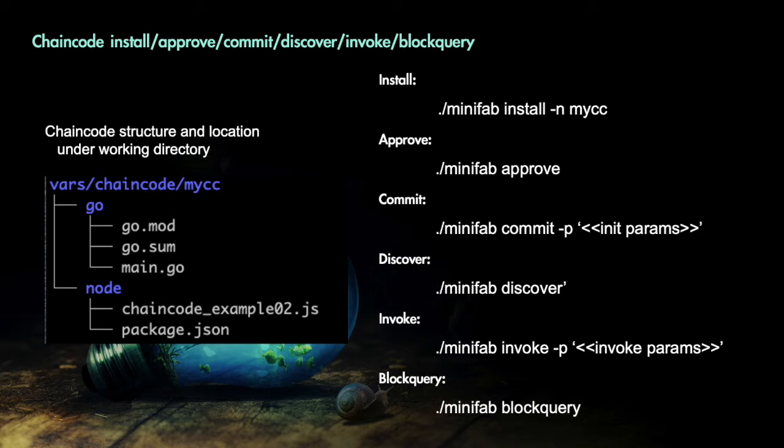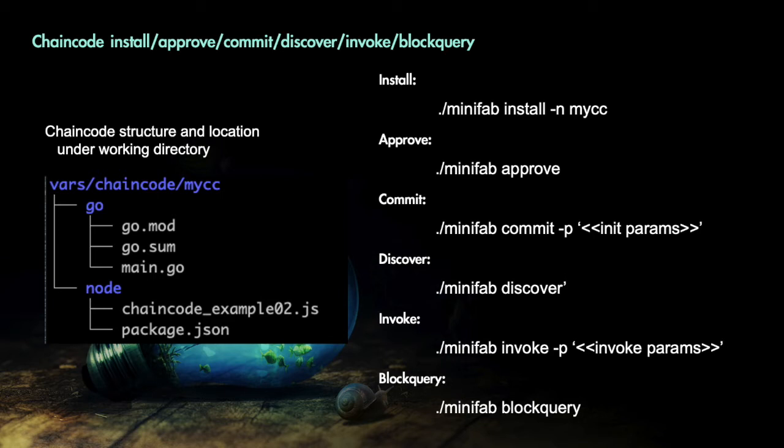Then you need to get an agreement based on the endorsement policy of the channel. Eventually, someone authorized to do the chaincode commit will have to commit the chaincode. Only after that process, a user can submit a transaction proposal onto the blockchain. Minifabric made the entire process very easy.